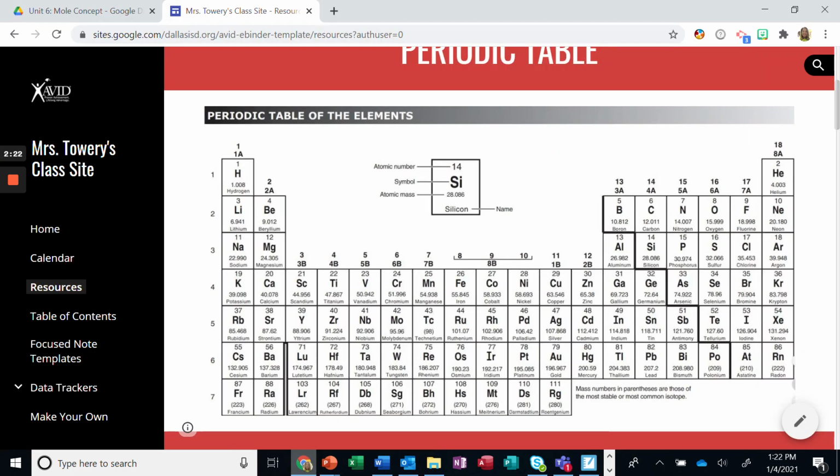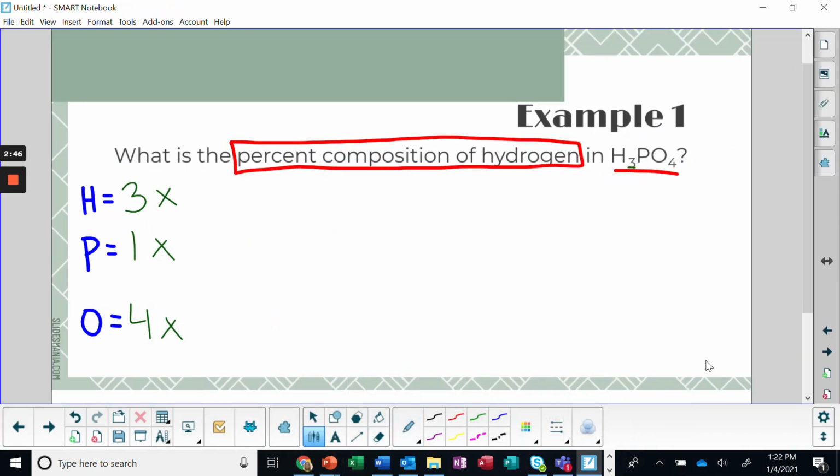So if you look on my website, again, go to my website and go to resources, you will find a periodic table. We're going to look for each one of these elements. So my first element is hydrogen, and we're going to use the mass. The mass is the number on the bottom. So we're going to find hydrogen, the phosphorus, and the oxygen. I'm not going to flip back and forth between the periodic table and this one, just to kind of save some time, and I can't really write on it. So I have them in my notes already.